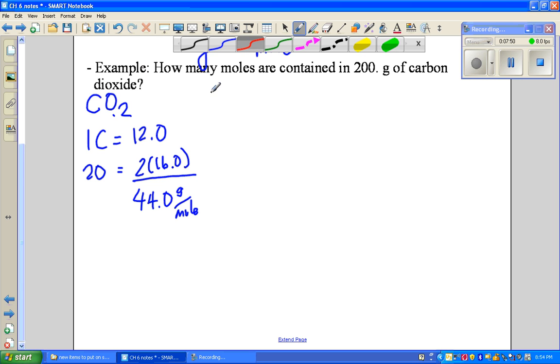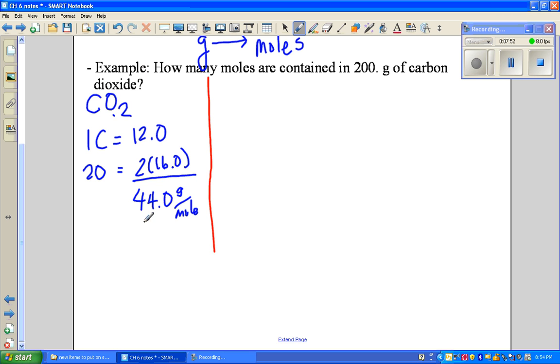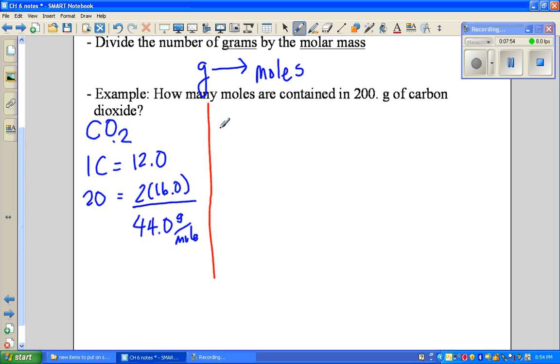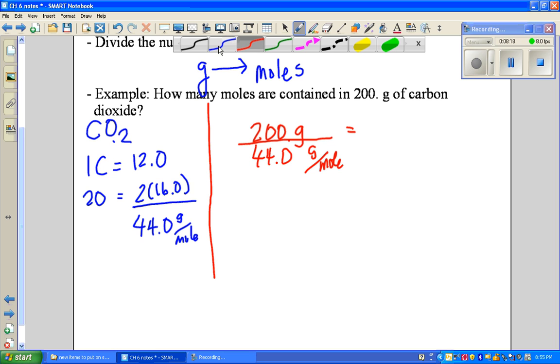So I'm going to go ahead and solve my equation here. So if I take a look, I'm going from grams to moles. So write down what you were given. You are given 200 grams. Significant figure of 3 because of that decimal there, divided by my molar mass is 44.0 grams per mole. And I divide that out. You can see that the grams are going to cancel out, and I am left with moles.